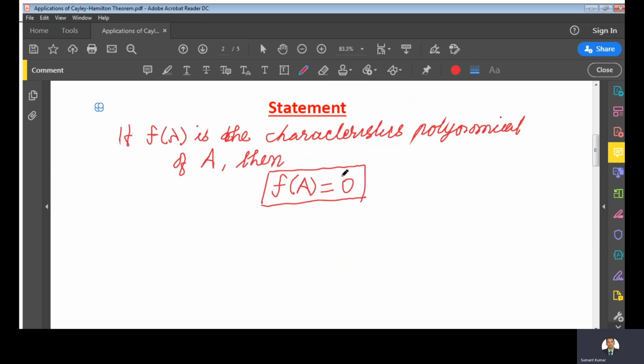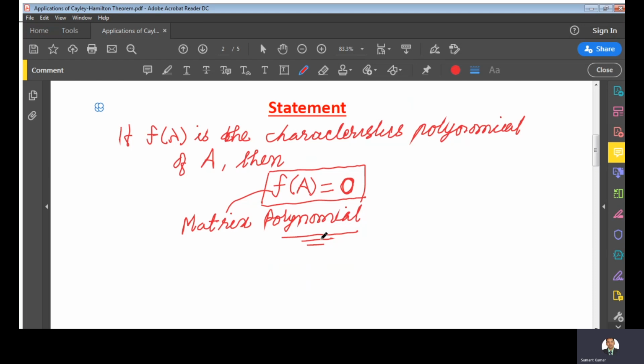This is not a simple zero. This is a null matrix. And this f of A is generally a matrix polynomial. And if you are an eager learner, then you can search for what a matrix polynomial is. So this is the statement of the Cayley-Hamilton theorem, and here we are going to apply this theorem to find some important results.